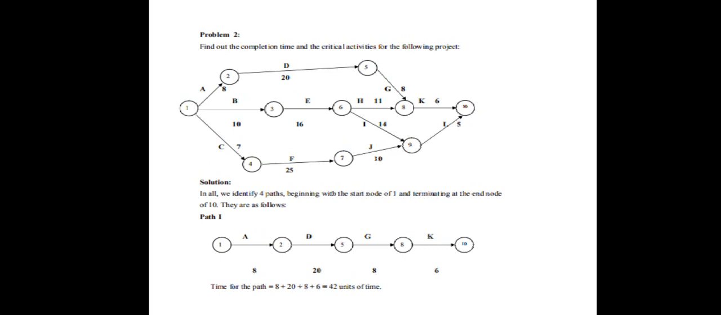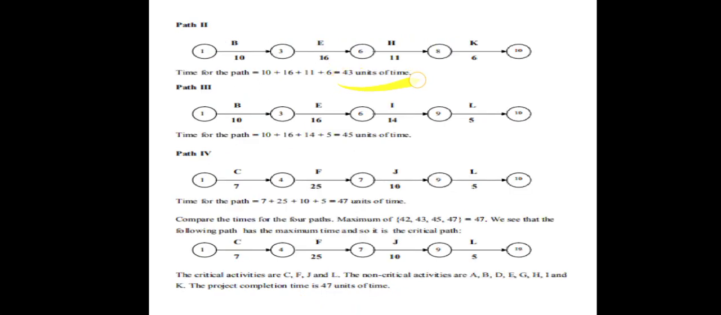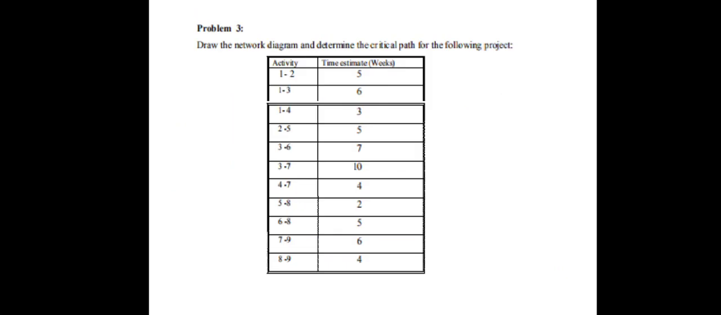So how do we identify the critical path? We have to compare the time for all the paths, and whichever path has the maximum time will be called the critical path. So for path 1 we have 42, for path 2 43, path 3 45, path 4 47. Which is the maximum? 47 is the maximum. So path 4, comprising activities C, F, J and L, is the critical path. Now let us look into the next question.